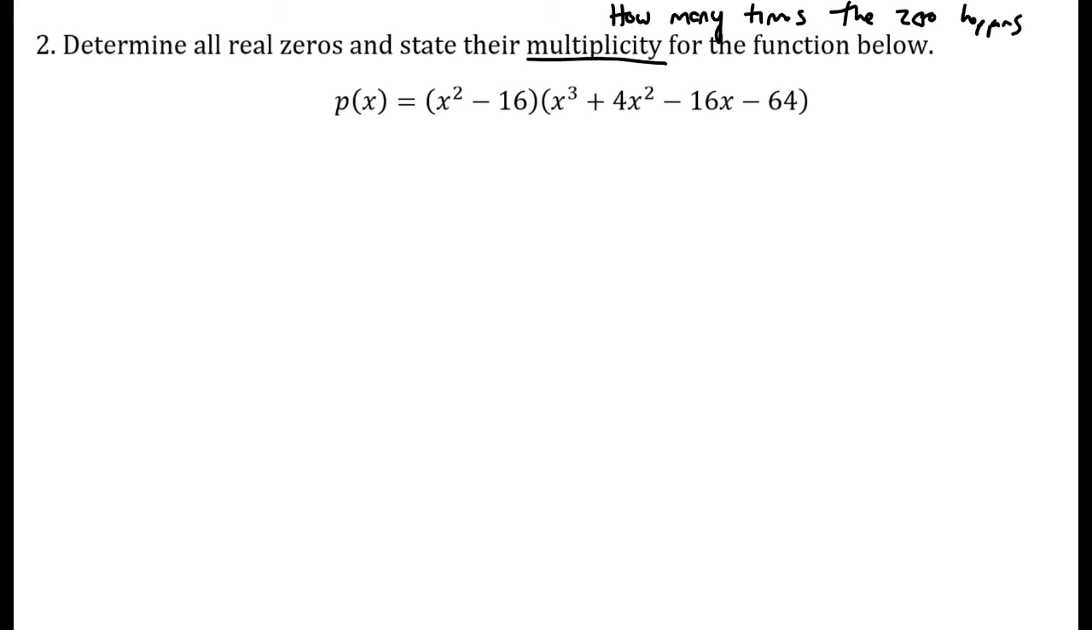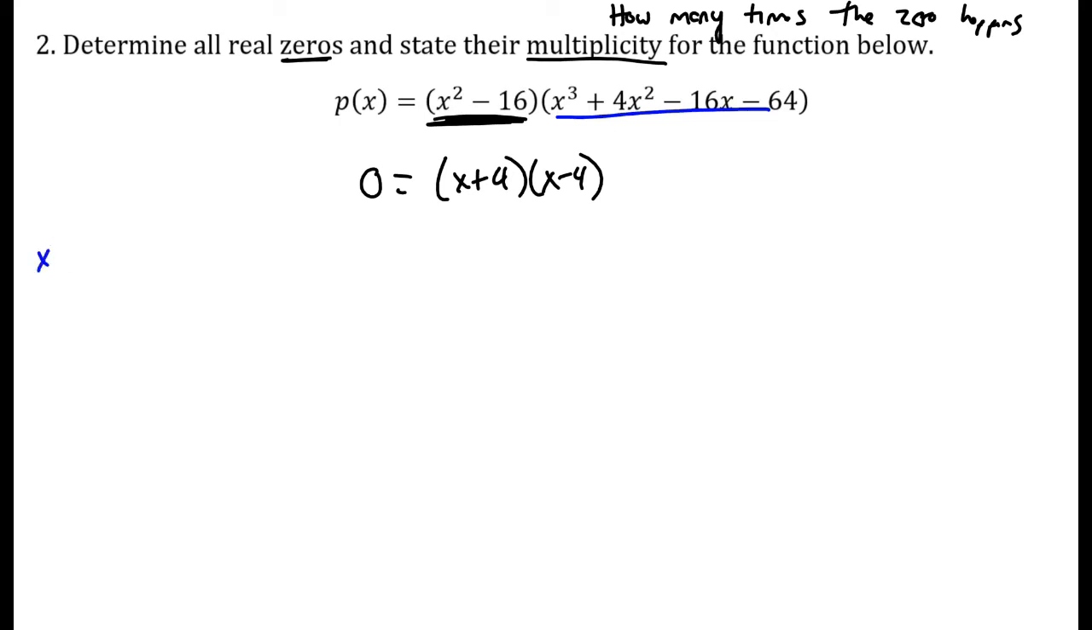So we have p of x equals x squared minus 16 times x cubed plus 4x squared minus 16x minus 64. So to find those zeros, I'm going to set that equal to 0. And I'm going to say, wait a minute, x squared minus 16, that's the difference of perfect squares. And it looks like I'm going to have to do some grouping here, so I'm going to do some grouping off to the side here.